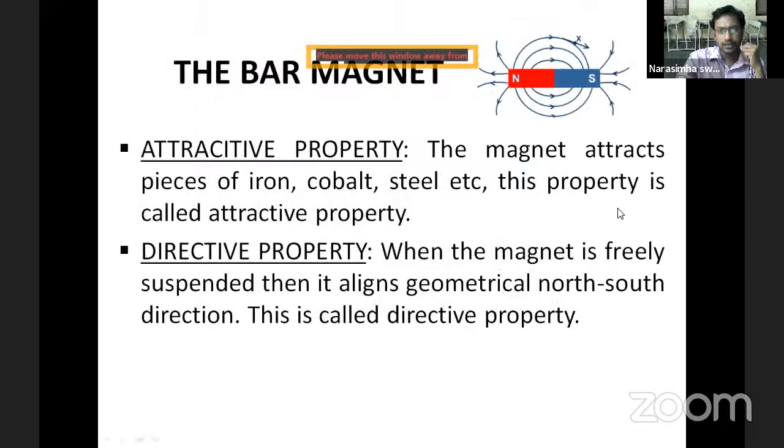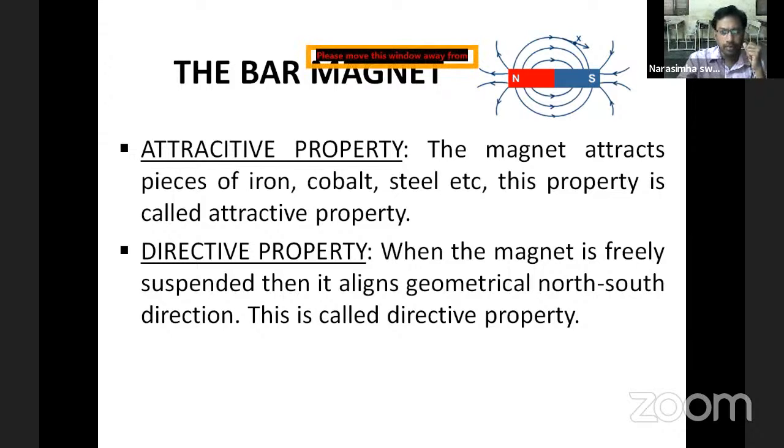So here is the bar magnet. We discussed that it has two properties, especially the attractive property and the directive property. The material attracts pieces of iron, cobalt, nickel; these are the regular examples. This property is called the attractive property. I am repeating, the bar magnet has a specific property that it attracts materials like iron, cobalt, steel, etc.